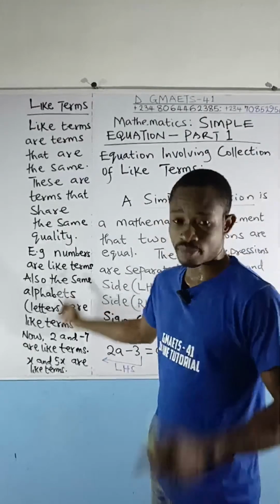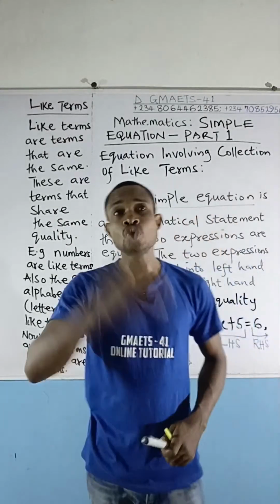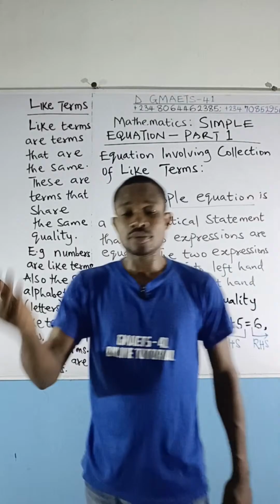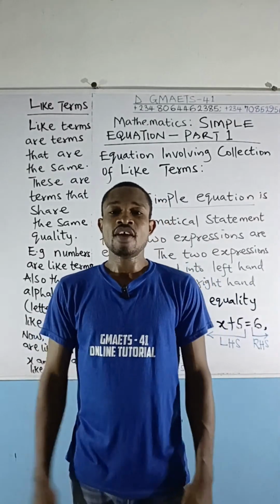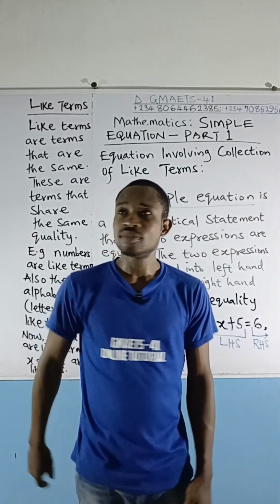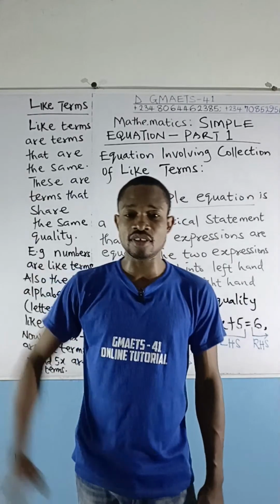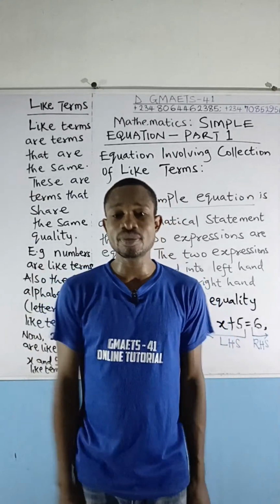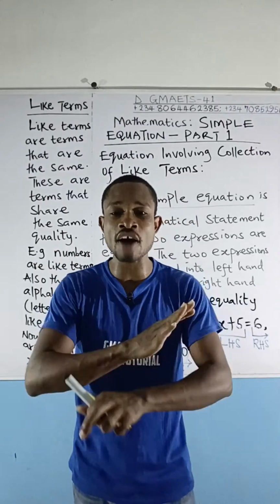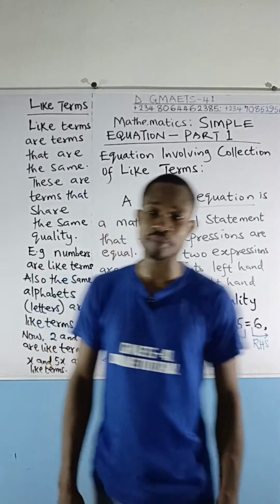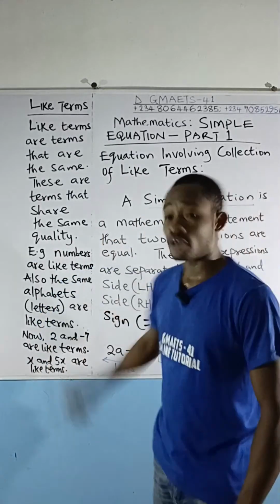Pure numbers, I said, they are like terms. Take note. So if I give you 20 and 0, they are like terms. If I give you minus 8 and 17, they are like terms because they are pure numbers. No alphabet is attached to them. We call them like terms.